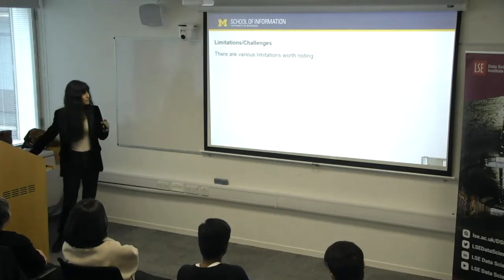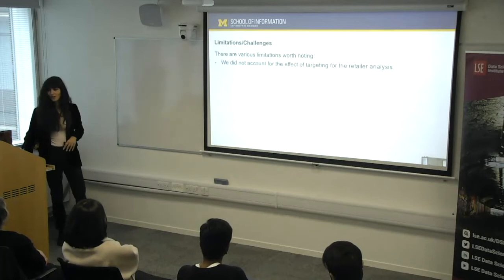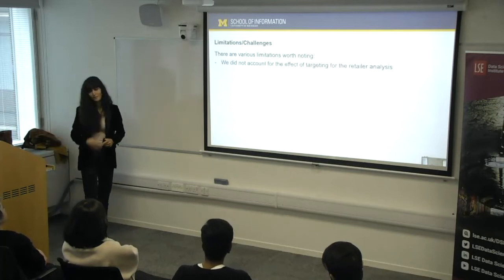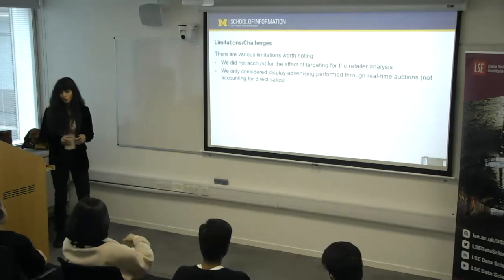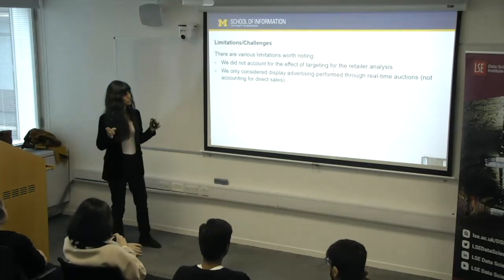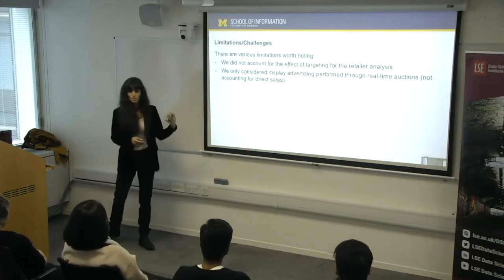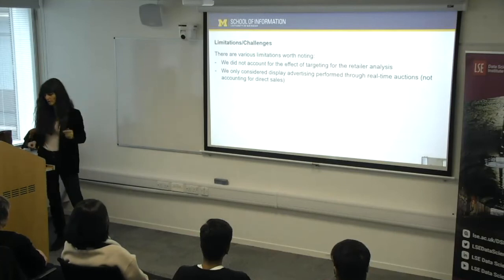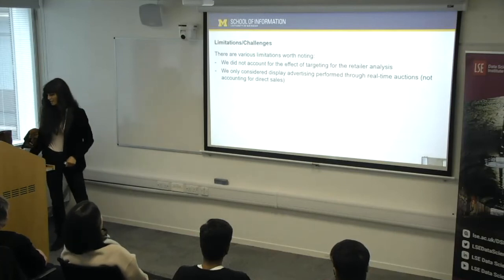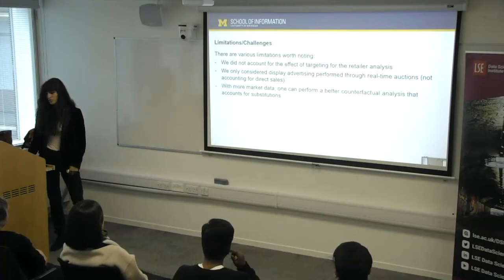But I really have to point out there are many limitations to this work. We did not account for the effect of targeting. This is important for the retailer analysis. We are looking at real-time auctions, which I think is really important for us to tackle, and a lot of the effort is there. But more effort to look at direct sales could be useful for targeted ways of trying to take down some producers.